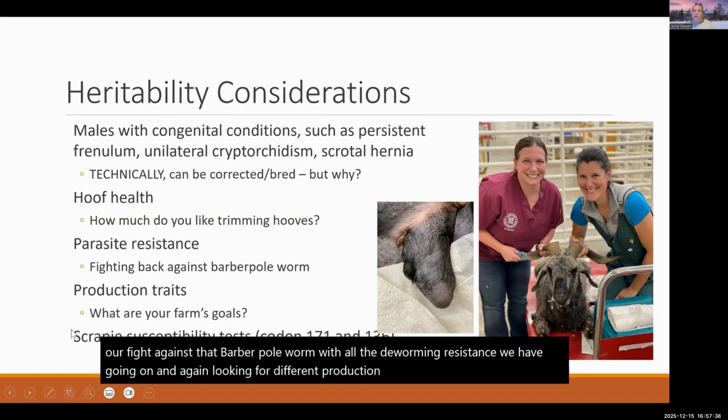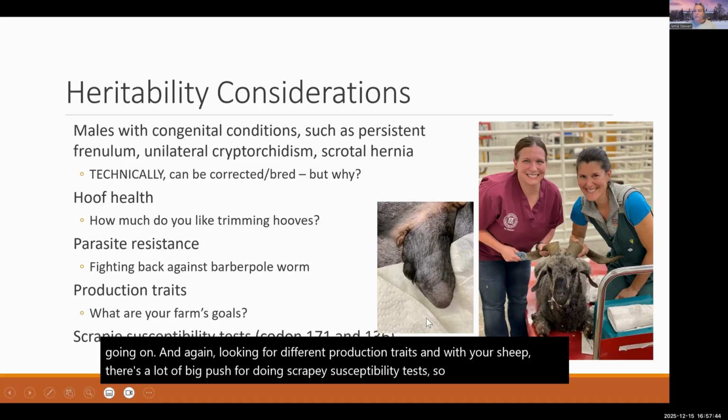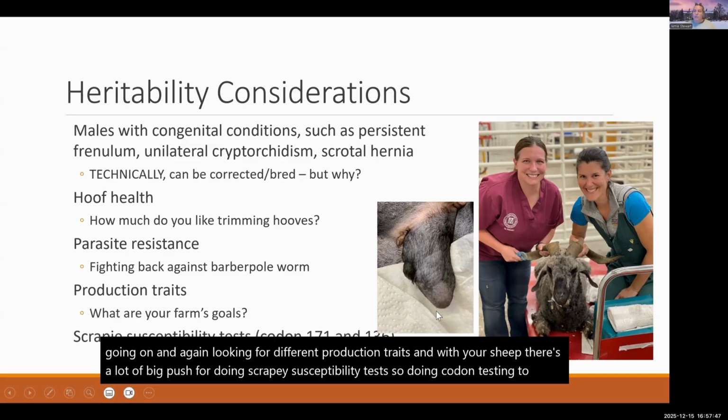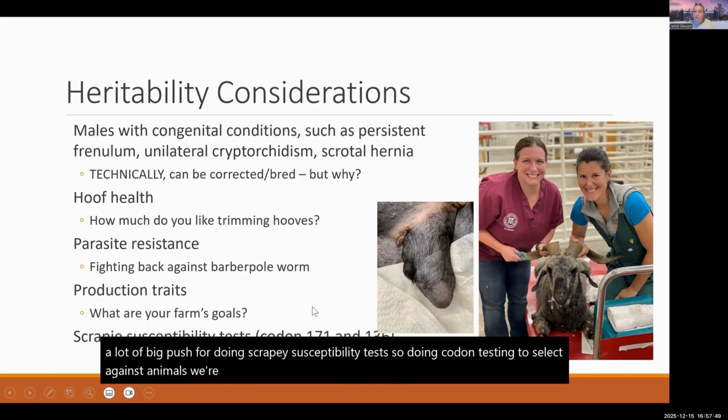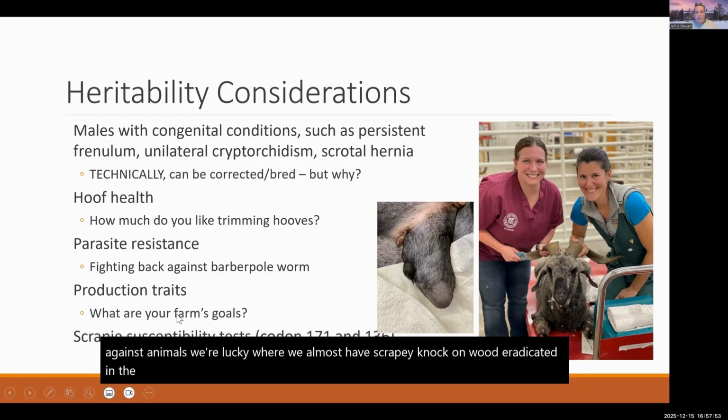And with your sheep, there's a big push for doing scrapie susceptibility tests, so doing codon testing to select against susceptible animals. We're lucky where we almost have scrapie, knock on wood, eradicated in the US. We're getting really close. So making sure we've got animals that aren't susceptible to getting it.